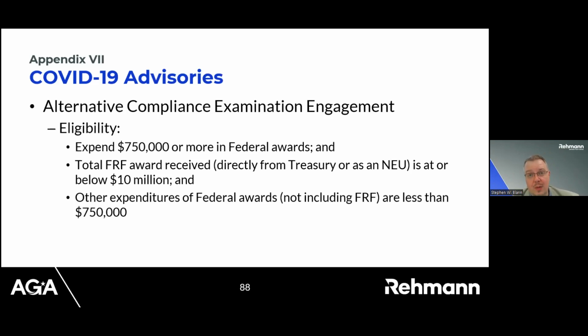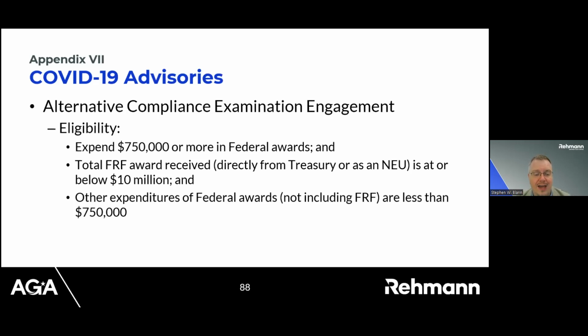So what is your eligibility requirement to qualify for this single audit light? First of all, you have to have expended more than $750,000 in federal awards in your current fiscal year. If you spent less than that, you never needed a single audit in the first place, so don't worry about it. The Fiscal Recovery Fund, the FRF dollars, have to be received directly from Treasury or as a non-entitlement unit. Those are the only two that qualify. So those who got the money directly from Treasury or as a non-entitlement unit through their state, those are the ones who qualify. If you are a nonprofit that had FRF dollars given to you, I'm sorry, you don't qualify.